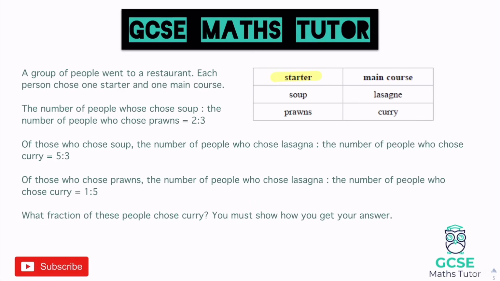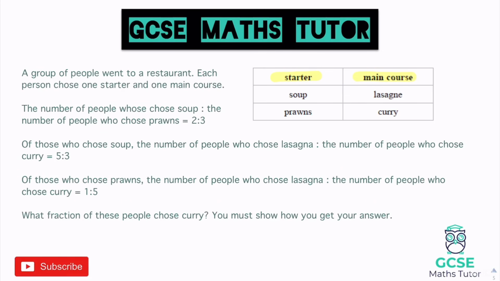Then it says of the people who choose soup, the number of people who choose lasagna to those who choose curry, which is our main courses, is 5 to 3. And of those who choose prawns, the other starter, the total who choose lasagna to the total who choose curry is 1 to 5. And it says what fraction of these people choose curry, and you must show how you get your answer.